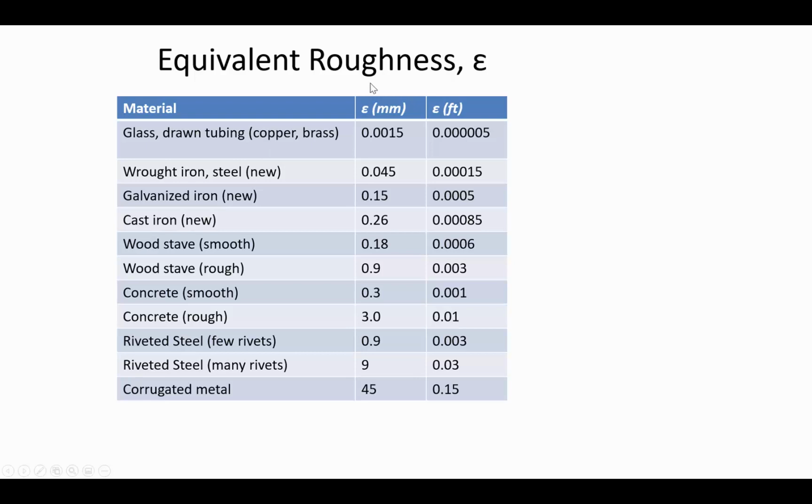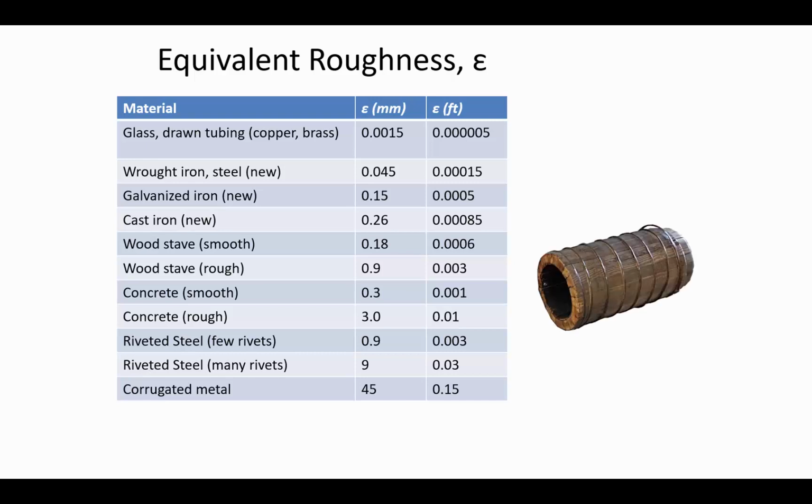So this equivalent roughness, the word equivalent just means, let's say that we had spherical particles, what diameter would they need to be in order to give the same amount of roughness as the pipe in question? So a riveted steel with lots of rivets is going to have a lot of energy loss, and so you'd need pretty large diameter sand grains to equate the roughness imparted by that irregular riveted steel.